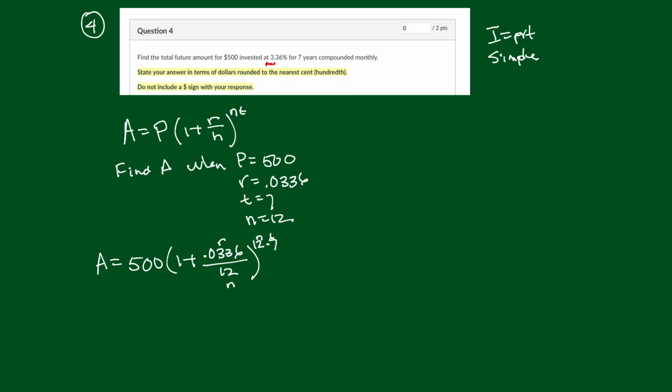So on my calculator, I'll have to put it in like this maybe. 500 parentheses 1 plus 0.0336 divided by 12, close, and then I'll hit my arrow key, meaning I'm going to raise this to a power. Now, 7 times 12, depending on your calculator, you might just do that. 7 times 12 turns out to be 84. So I'm going to raise this to the 84. When I did that one, here's what I got: 632.37.